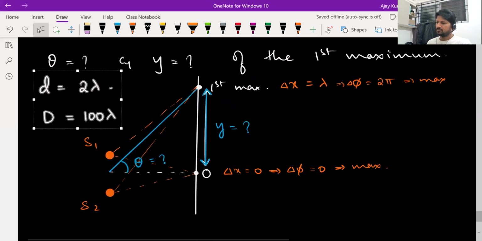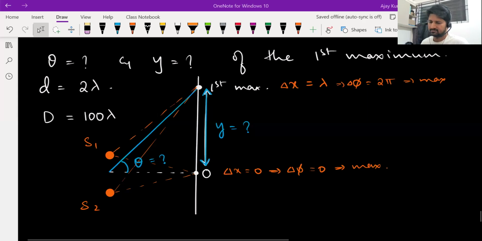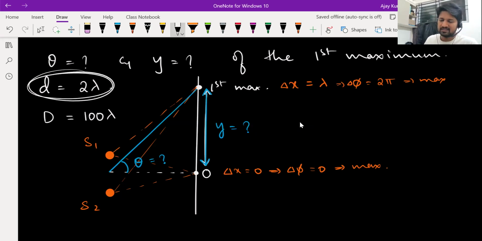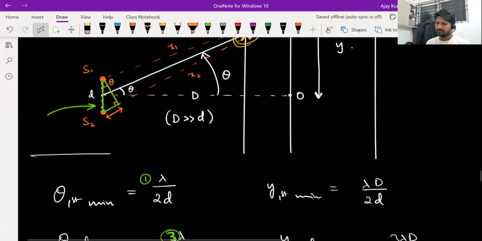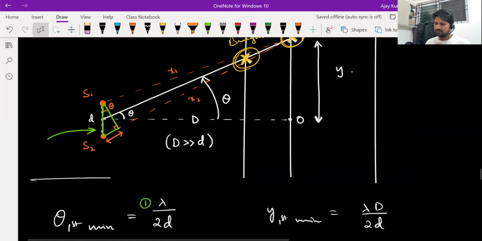Try this, both of you. I'll give you 2 minutes. Listen, the distance between the sources is just twice the wavelength. So you can't expect to see the maximum or the bright band at a small angle. So small angle approximation won't be valid here. Let's go back to the diagram using which we derived the formula for theta.